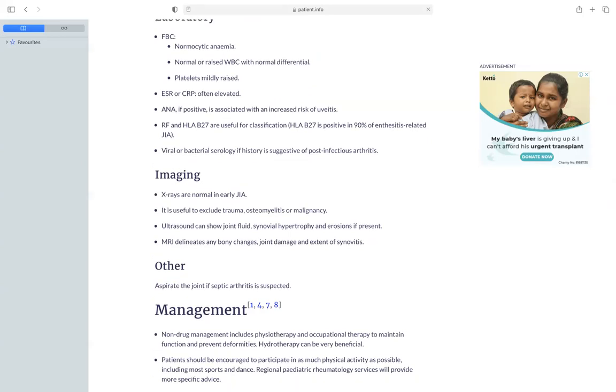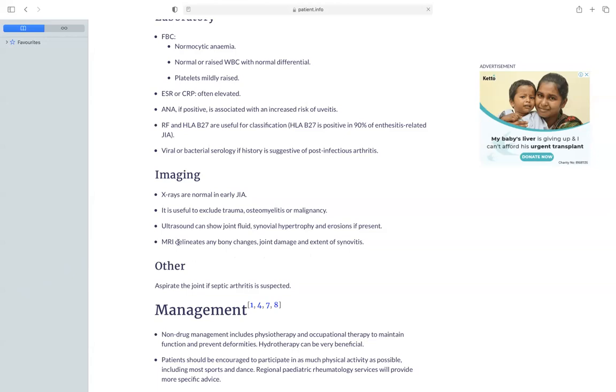X-rays are normal in early JIA. They are useful to exclude trauma, osteomyelitis, or malignancy. Ultrasound can show joint fluid, synovial hypertrophy, and erosions if present. MRI delineates any bone changes, joint damage, and extent. So if it is early, the X-ray may not be helpful. You can tell in the imaging: X-rays, ultrasound, and MRI.